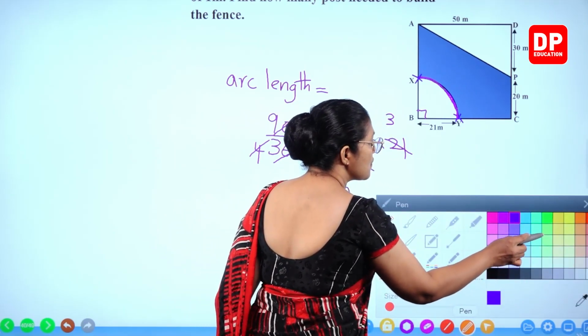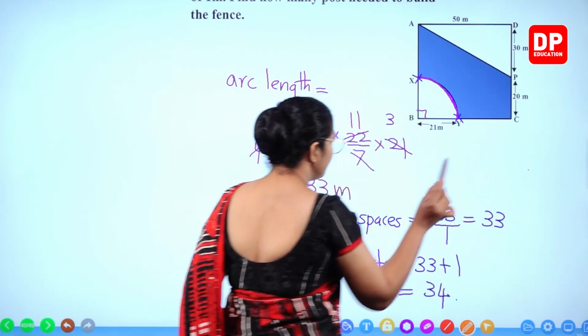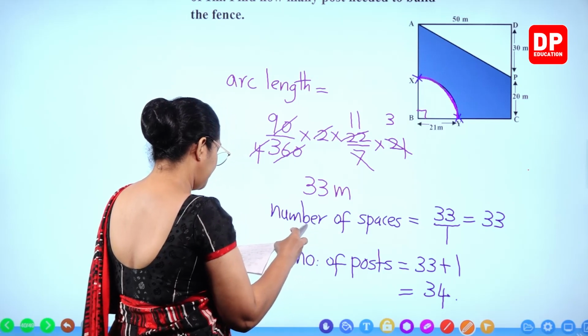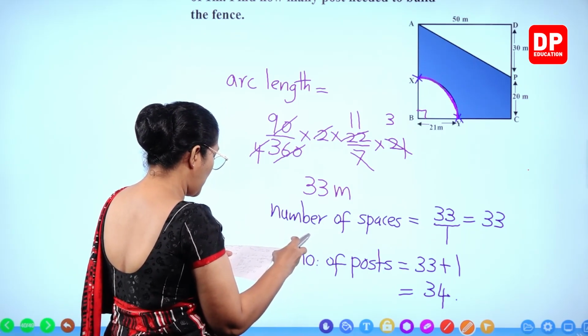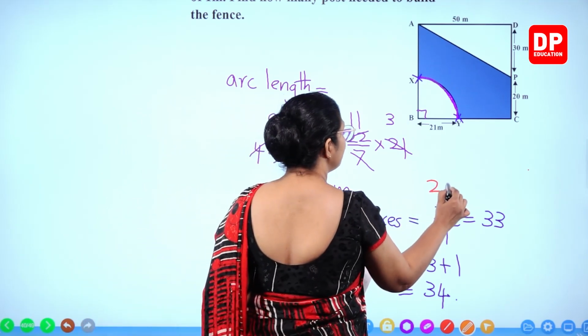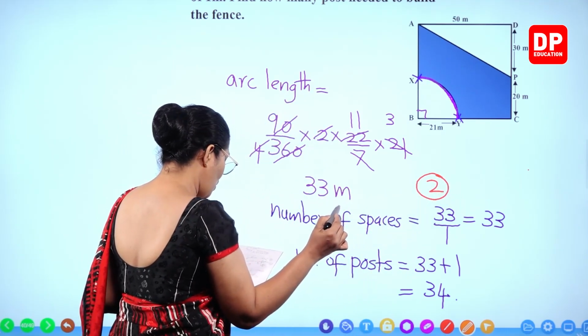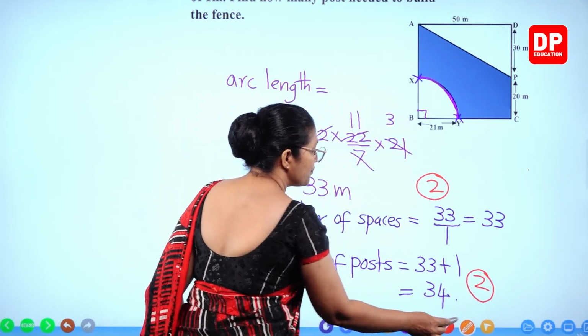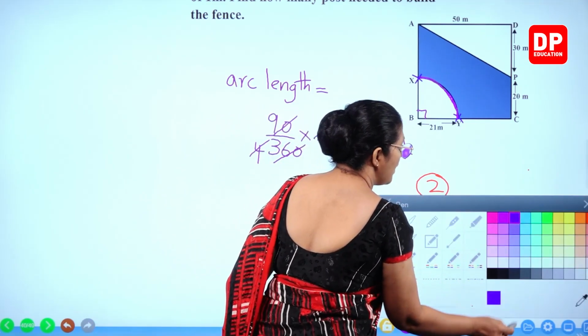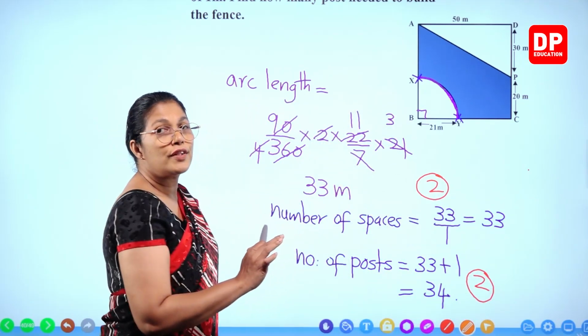So 34 posts needed. So how many marks for this one? So you are getting 2 marks for finding number of spaces and 2 marks for finding post. You need to add 1. So altogether we have given 10 marks for the whole question.